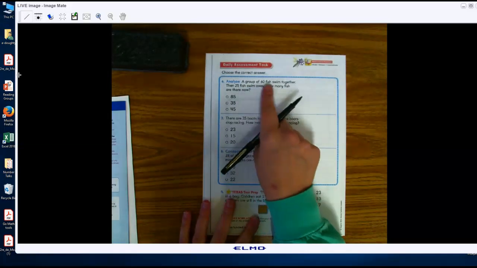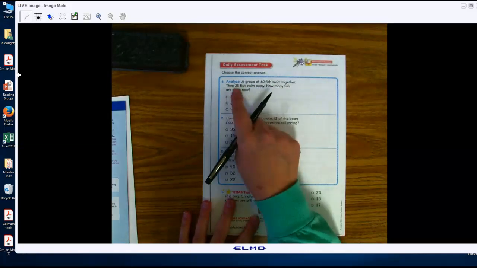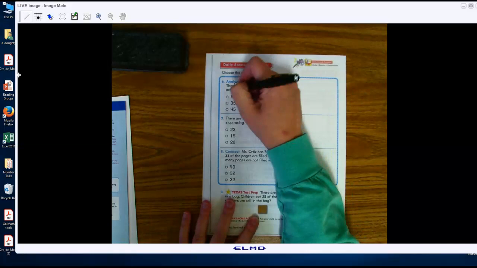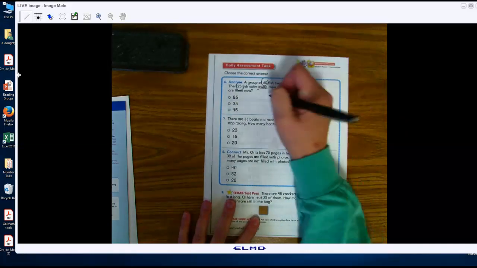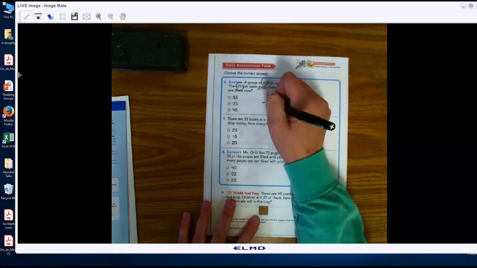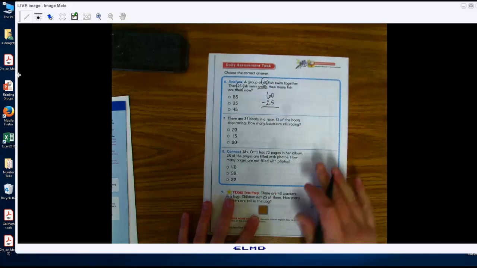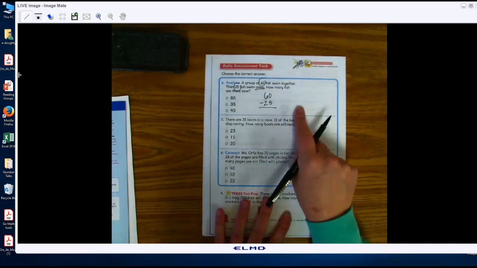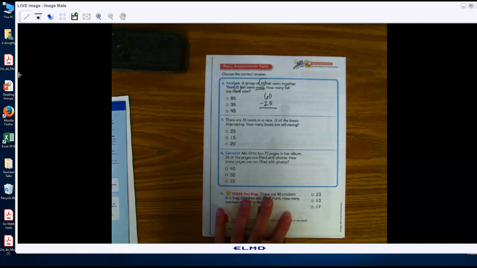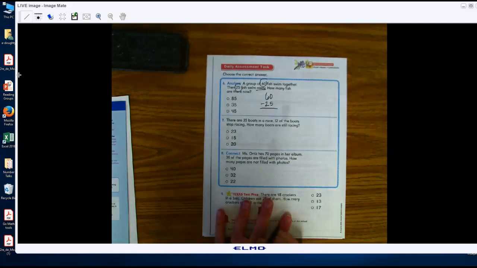A group of 60 fish swim together. Then 25 fish swim away. That tells me I'm going to subtract. 60 take away 25. Okay, you can either show me the picture over here, or you can just do it together. You can just go ahead and subtract it here.